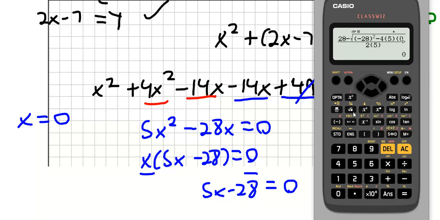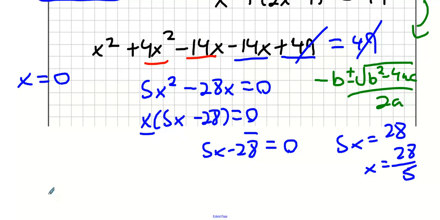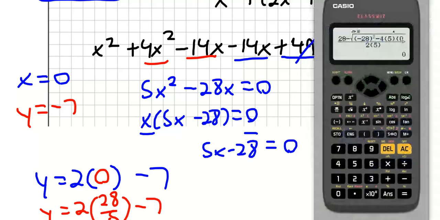Same two answers. Okay. Now, have I got full marks? By getting both those answers, have I got full marks? I also have to figure out the y value. The y value is 2 times your x value, take away 7. So the first one will be 2 times 0, take away 7. So y would be minus 7. And the second one will be 2 times 28 over 5, take away 7. Yeah, and I'd be inclined to let my calculator do the work on that one. 28 over 5 is 5.6. 21 over 5.